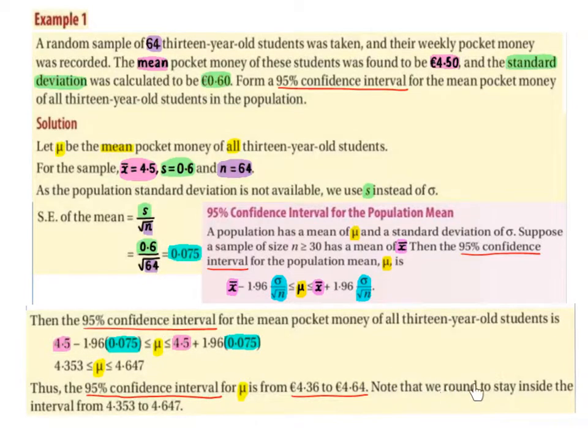Note that we round to stay inside the interval from 4.353 to 4.647. So we want to stay inside this interval, so it would not be accurate to round this up to 4.65. Although you would say, oh, well, the 7 will round the 4 up to 5, but then we're going outside the interval if we do that.